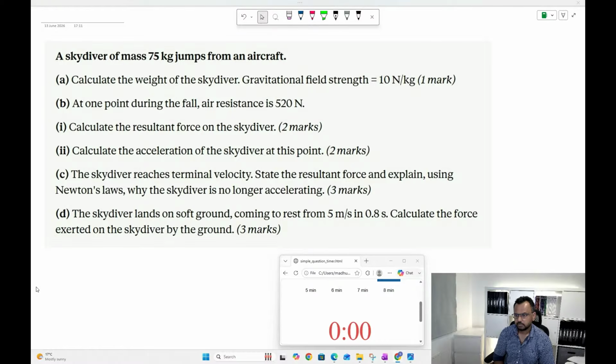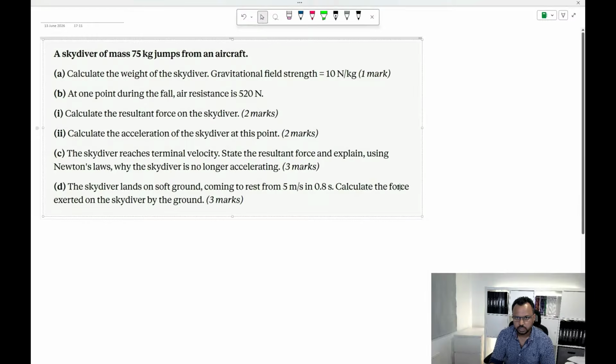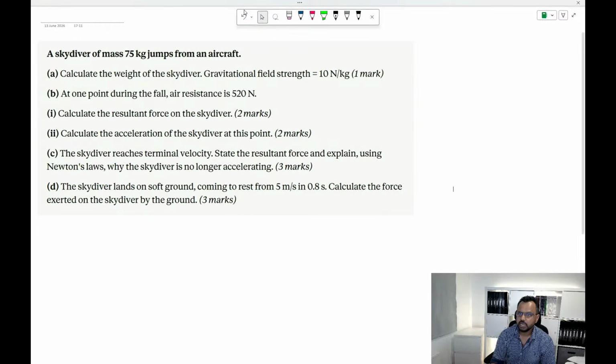Right, time's up, guys. Let's have a look, shall we? I'm going to make this a little smaller so I have some space to do the working out. A skydiver of mass 75 kilograms jumps from an aircraft.